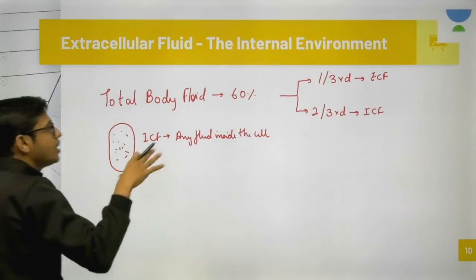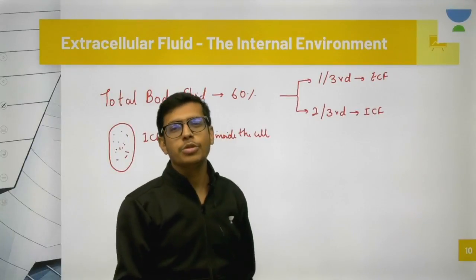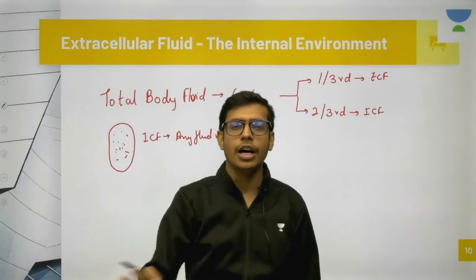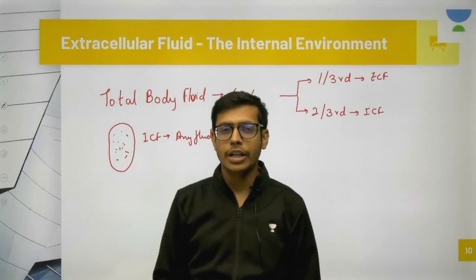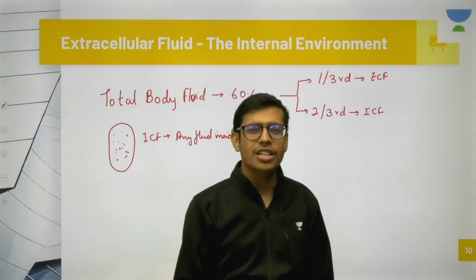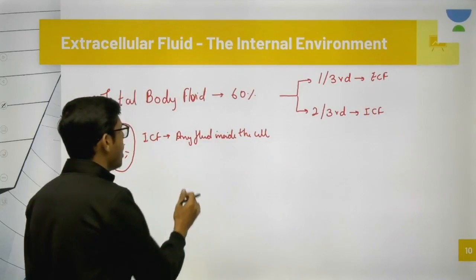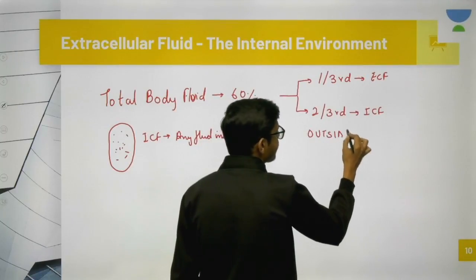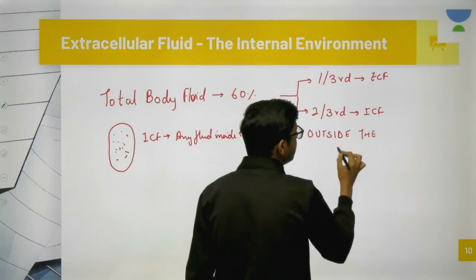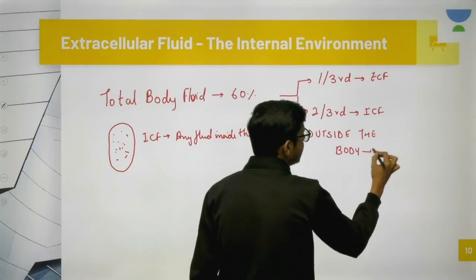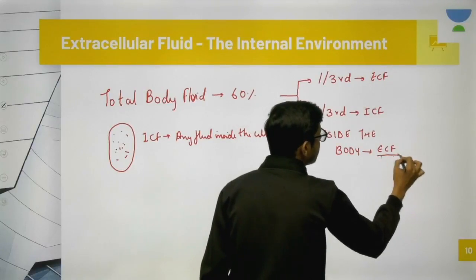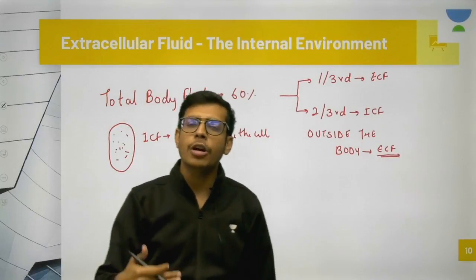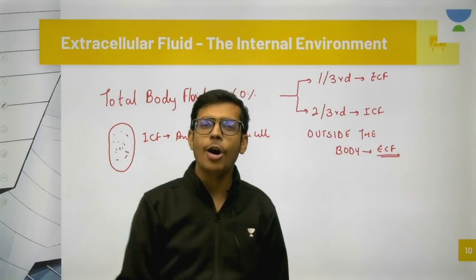ECF is the fluid, like in case of vertebrates, you know that we have a closed circulatory system. So the fluid flowing along the cell, along our body, the fluid flowing inside our body is extracellular fluid. So any fluid outside the cell would be ECF. Now the question comes, which one of them is responsible for our homeostatic control, ICF or ECF?